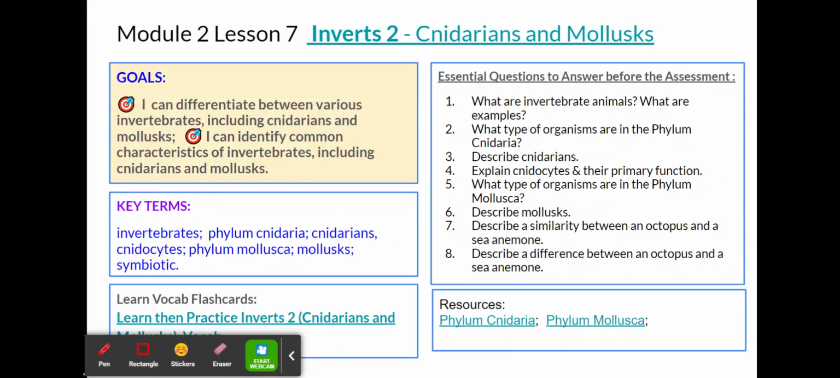This is a video for Lesson 7, Invertebrates 2, Phylum Cnidaria and Phylum Mollusca. This video will go over the most important information and highlight the key content to reach our goals. 1, I can differentiate between various invertebrates, including cnidarians and mollusks. 2, I can identify common characteristics of invertebrates, including cnidarians and mollusks.